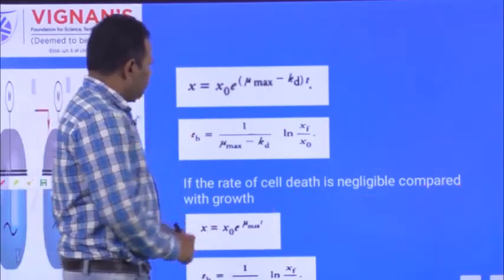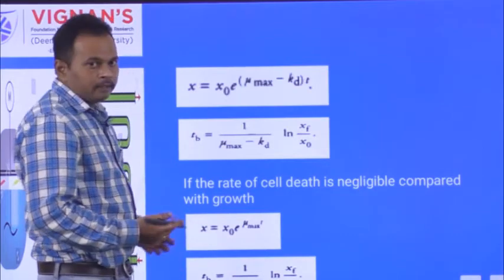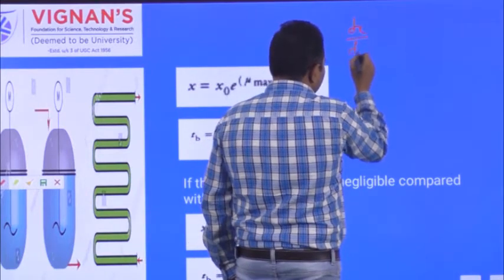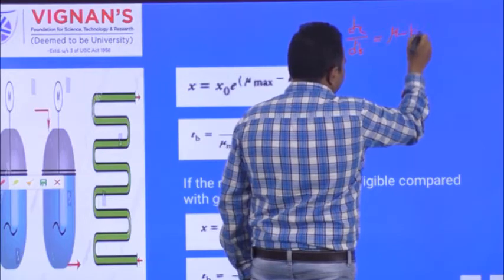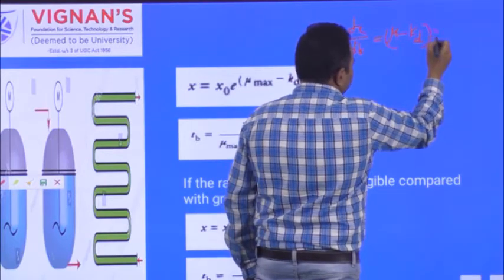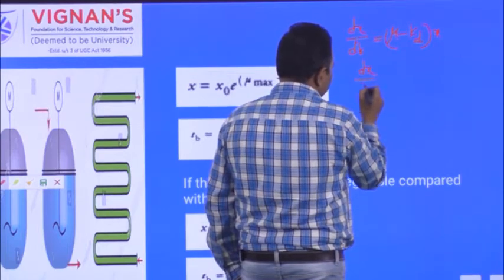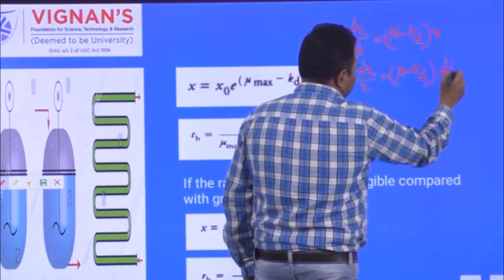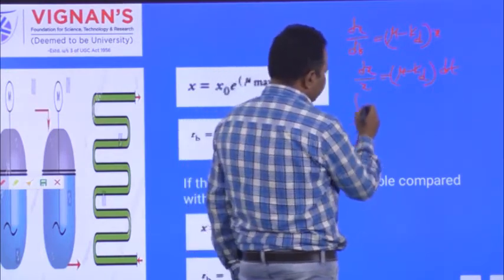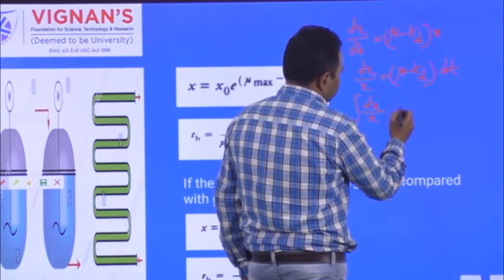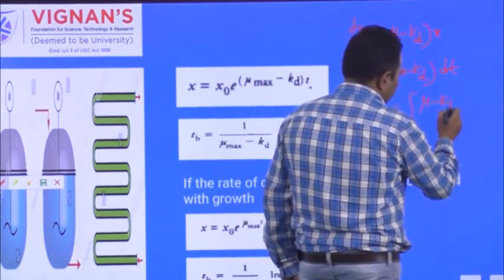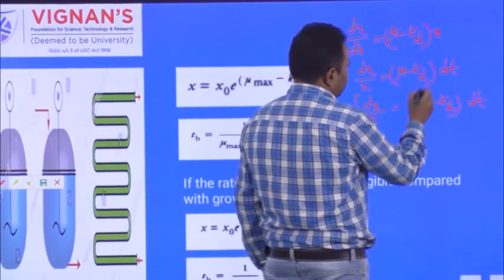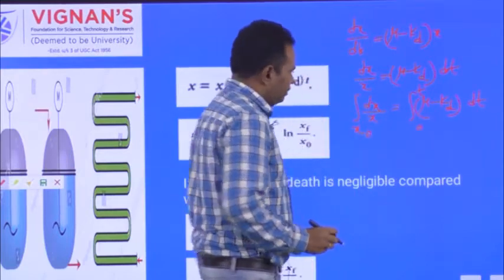When you apply the variable separables, the earlier equation dx by dt is equal to mu minus kd into x becomes dx by x equal to mu minus kd into dt. So integrate this equation: integral dx by x equals integral mu minus kd into dt. At time t is equal to 0, x becomes x naught. At time t is equal to t, at any intermediate time, assume x is the x.